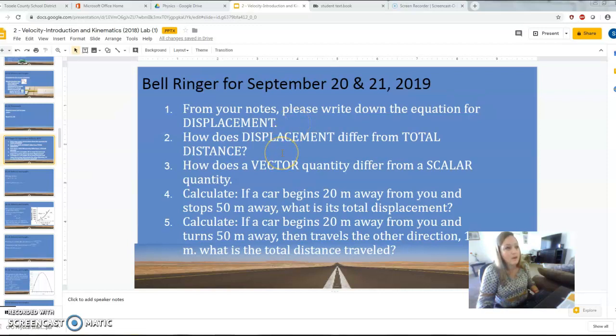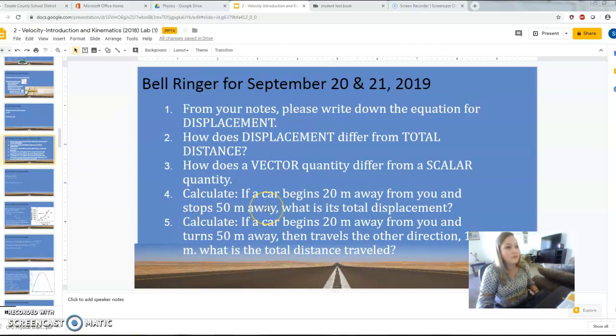Think about the concepts that we talked about. How does displacement differ from total distance? Third question, how does a vector quantity differ from a scalar quantity? And then I want you to calculate two problems. Yes, you can use your cell phone calculators.